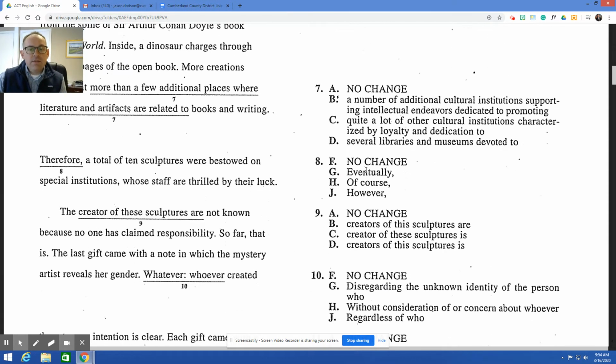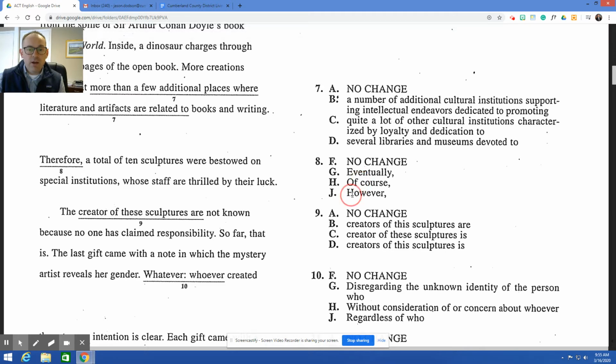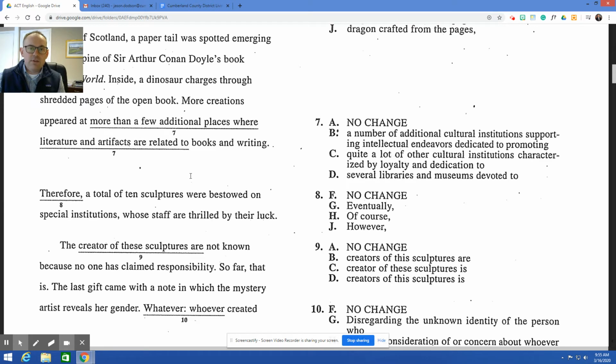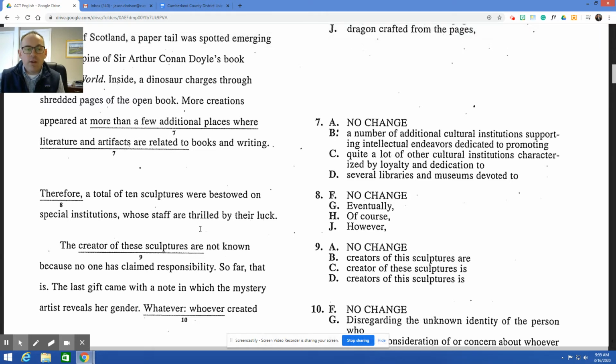Number 8. 8 is a question about transition. You have the transition word therefore, which is a cause-effect word. You have eventually, of course, and however. However represents a contrast. So in order to answer a transition question, you have to know what the paragraph before is about, or the sentence before, and what the sentence that it's transitioning to is about.